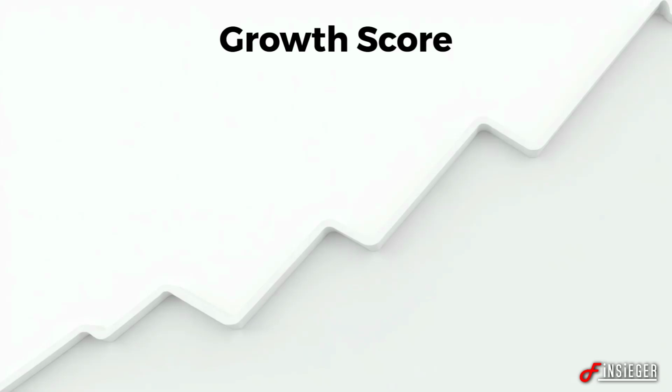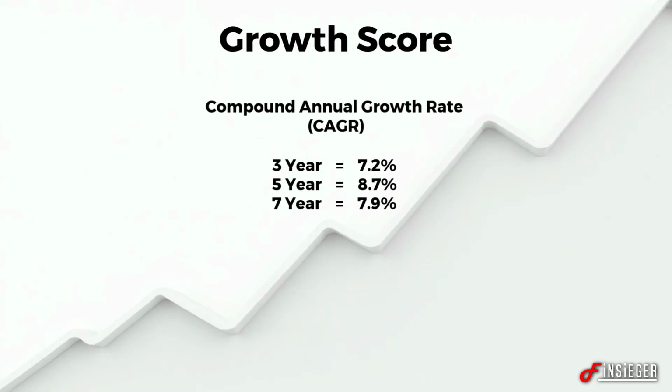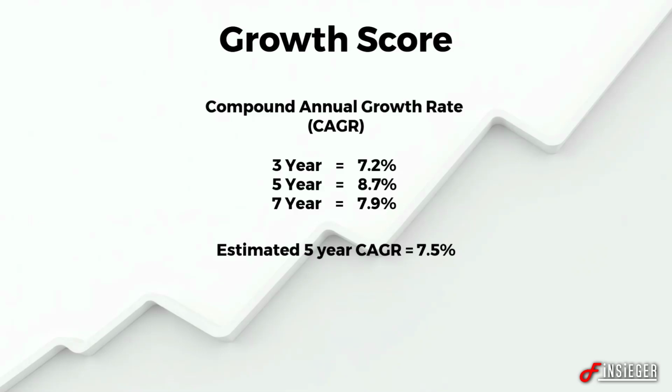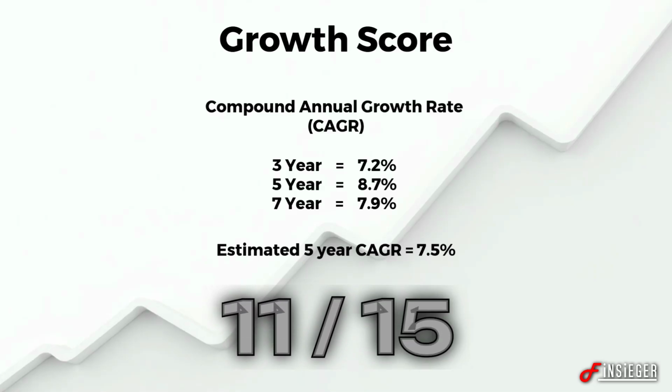ITC's revenue growth in terms of compound annual growth rate for the last 3, 5 and 7 years is consistent around 7 to 8%, which is quite good. The estimated growth for revenue for next 5 years is around 7.5%, which is pretty decent. So the growth score comes 11 out of possible 15.